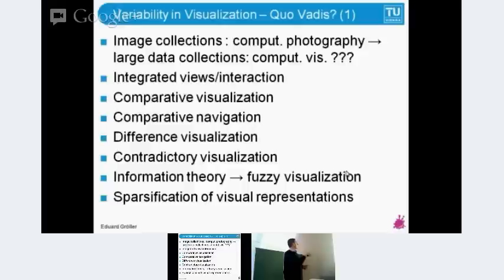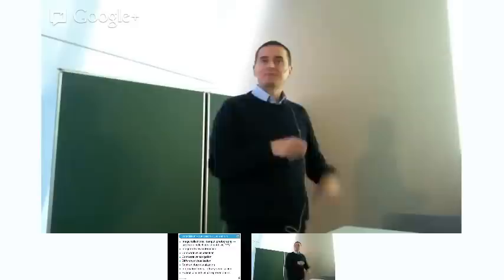I talked about integrated views and interaction. I gave this one example, and also about comparative visualization. Also comparative navigation. I mean, if you have so many different spaces, how can you do a navigation so that you don't lose overview while navigating through these various spaces? Difference visualization is a very important part of comparative visualization if you're interested in the small deviations, but also contradictory visualization. Sometimes data is missing, and that's already very difficult to handle.